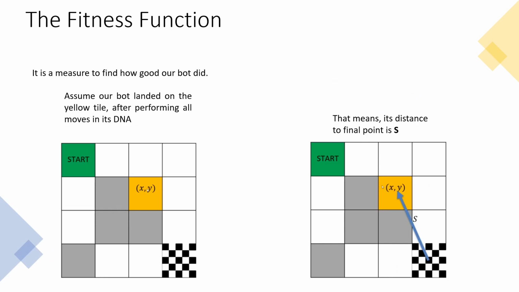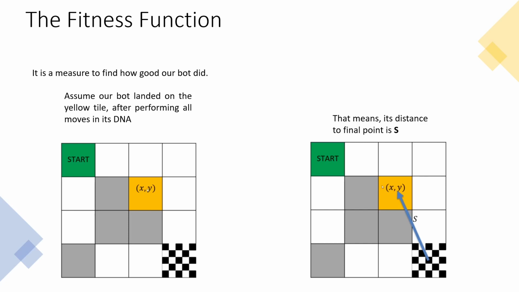And now we have the fitness function. It's a measure to find how good our bot is doing, or how good our bot did. Assume our bot landed on the yellow tile after performing all moves in its DNA. The DNA is something predefined, just like our DNAs. When you are born with your DNA, you cannot change it. If you are going to have black hair, then you will have black hair. It's not possible after your birth to change your DNA.